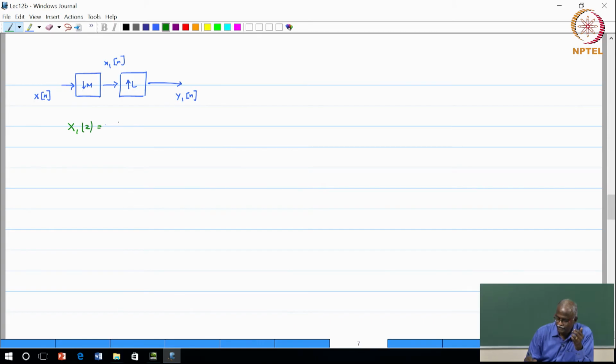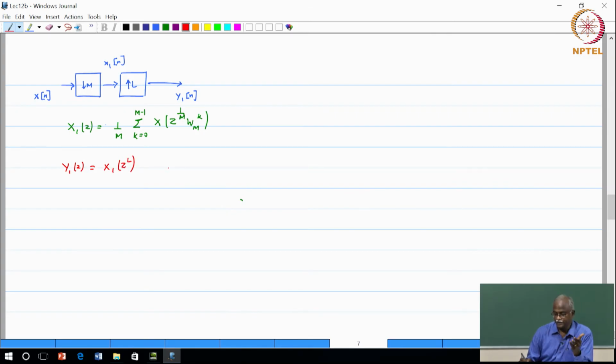X1 of z, after downsampling, I get 1 over M summation k equal to 0 to M minus 1, X of z power 1 over M W_M^k. Please make sure that the W is related to M, because the downsampling factor is M. And the next step is straightforward. Y1 of z is X1 of z power L.